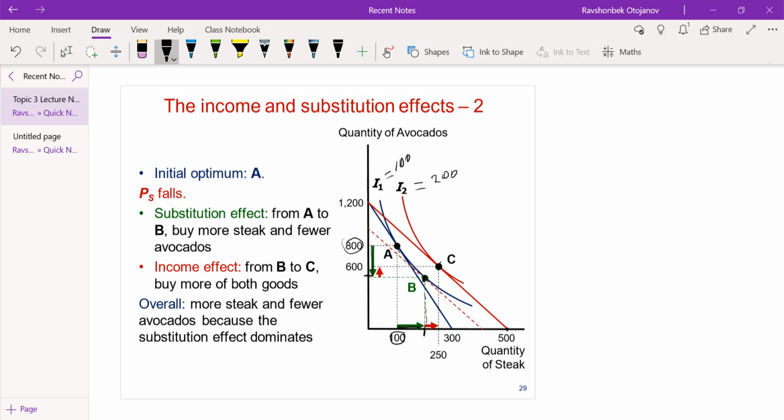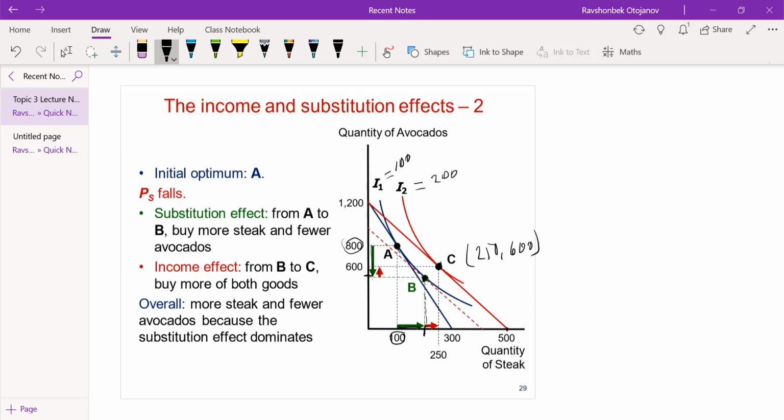because we're feeling like we have more income, given that the steaks are cheaper and we have more money left to buy a little bit more avocados. So moving from point B to point C gives us a little bit of an increase in the consumption of avocados, and at the same time a little bit of an increase in the consumption of steaks. So in the end, Russell will settle at this point C and consume 250 units of steaks and 600 units of avocados, and he will get 200 utils from this bundle. So this is how the substitution effect and the income effect play out.